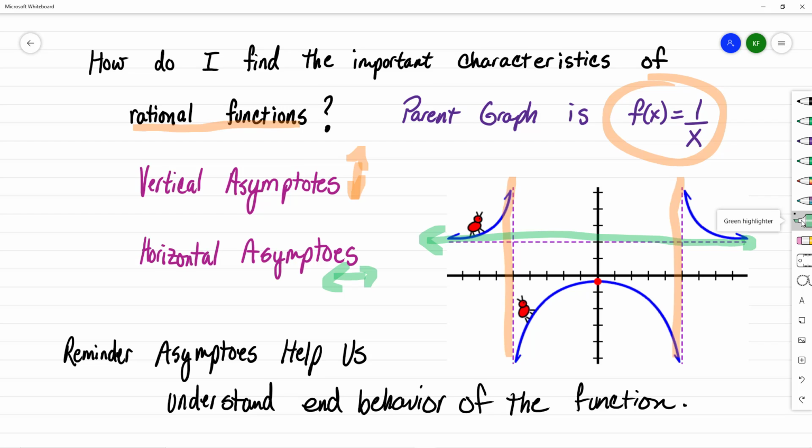And then just as a reminder for vocabulary purposes, remember, asymptotes help us understand the end behavior of the function. So we do not have to keep plugging in values of x to figure out what's happening with the y's.